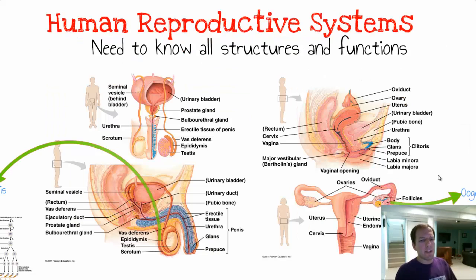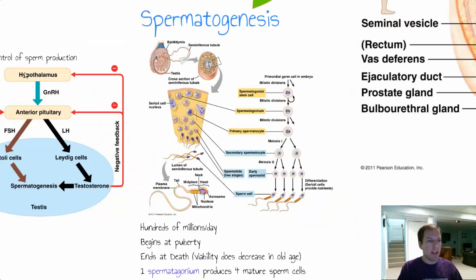Now, when we look at human reproduction, obviously you need to be aware of structures and functions. There is a little more detail on these charts than you need, but this is certainly something that you can take a look at to be able to review some of those parts.